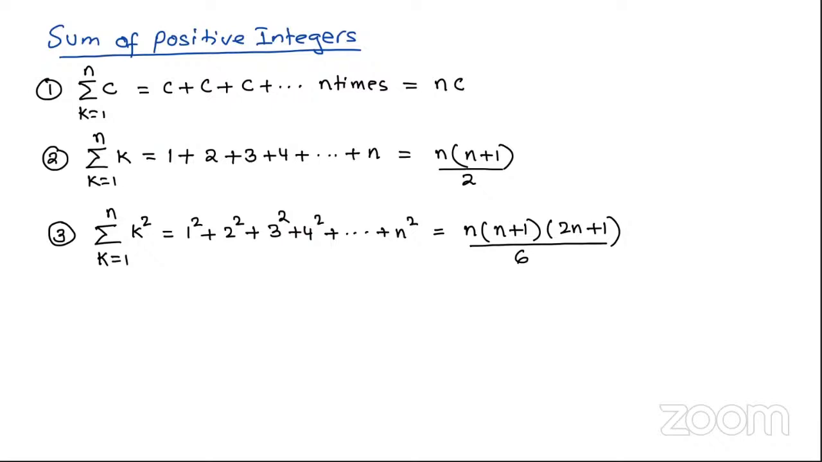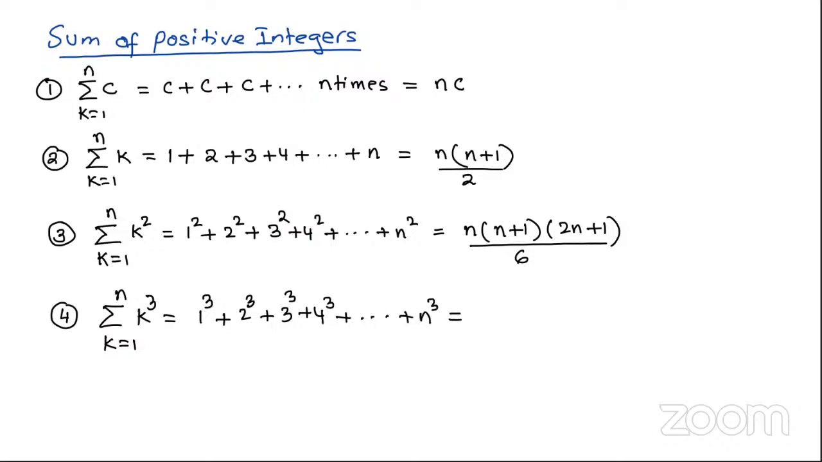And let's write one more. Summation k equal to 1 through n, k cubed. Sum of cubes, so it will be 1 cubed plus 2 cubed plus 3 cubed plus 4 cubed all the way up to n cubed. If you add these cubes, this will be equal to n squared times n plus 1 squared over 4. In your notes, it is written as the square of the formula given in the second step, but when you square, that's the same thing, right? n squared, n plus 1 squared, and 2 squared will be 4.